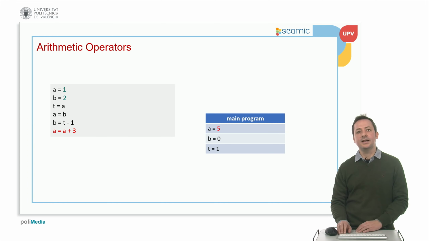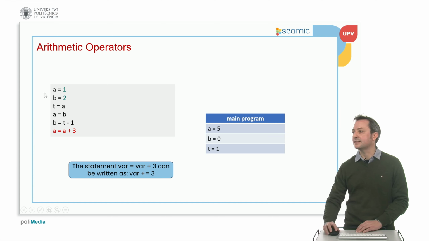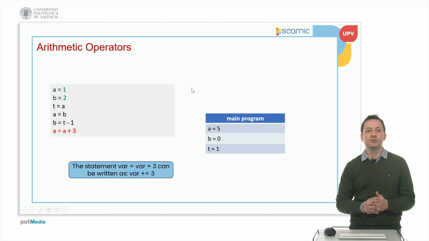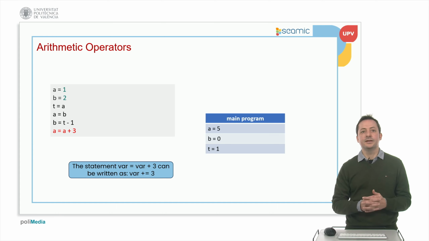Just a last thing, take into account that this statement, a equal a plus 3, can be written also as this: a plus equal 3 is the same. That's because it's expected to be an easier way to write, and you will see this syntax so many times.